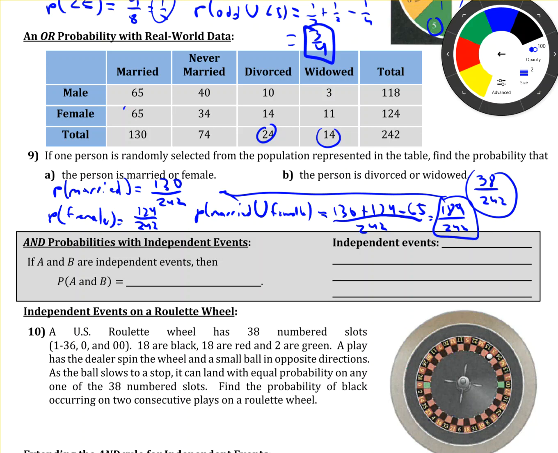So if A and B are independent events, then the probability of A and B is going to be the probability of A times the probability of B. Independent events are where the one happening does not affect the other happening. Basically, one event doesn't affect the probability of the other happening.